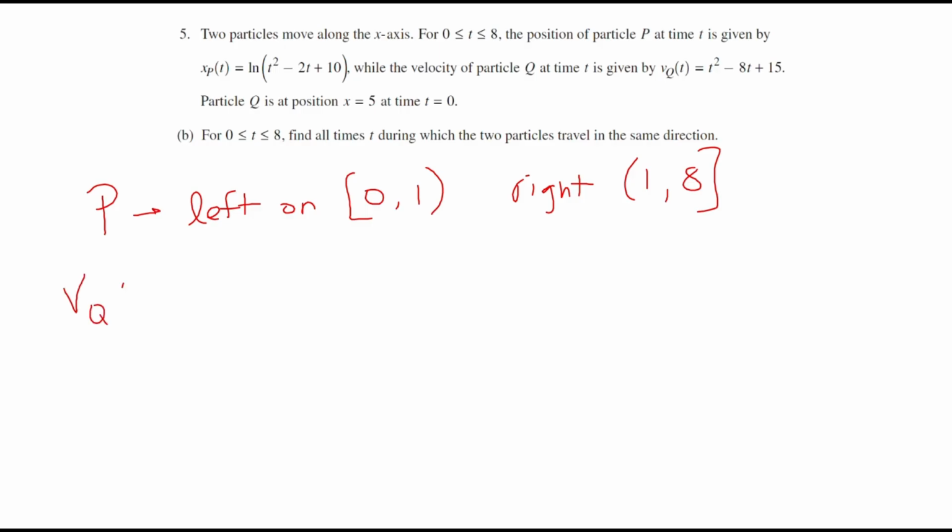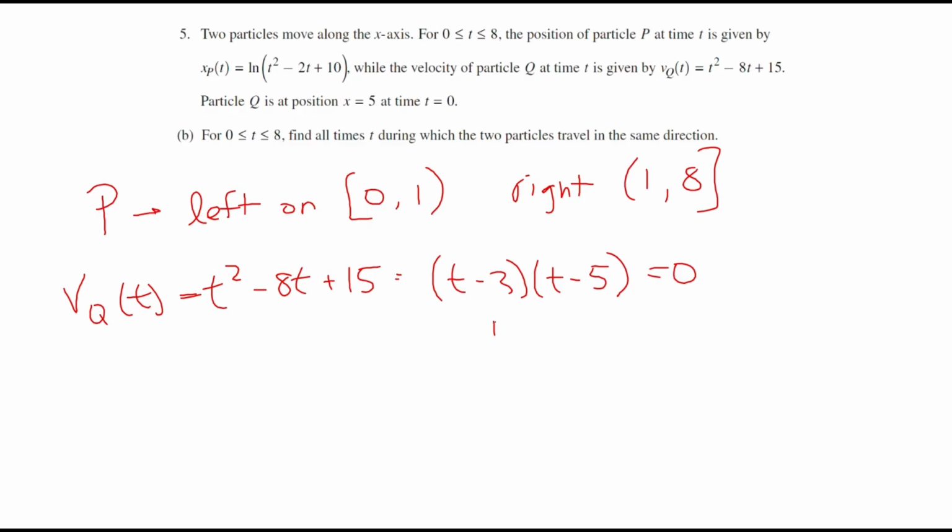So v sub q of t, which is t squared minus 8t plus 15, which we can factor into t minus 3, t minus 5, equals 0 when t is 3 and when t is 5. So we'll just make a sign chart here using 0, 3, 5, and 8.